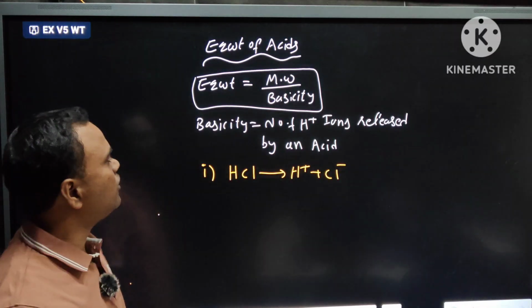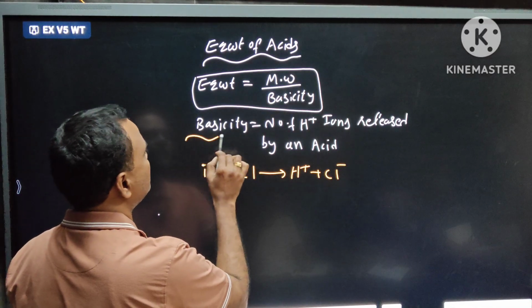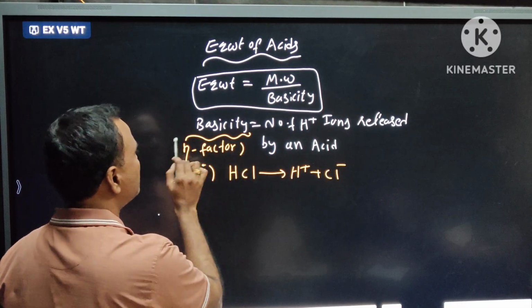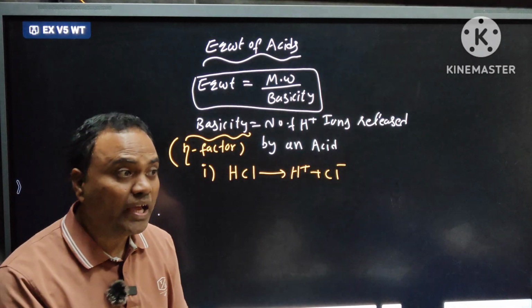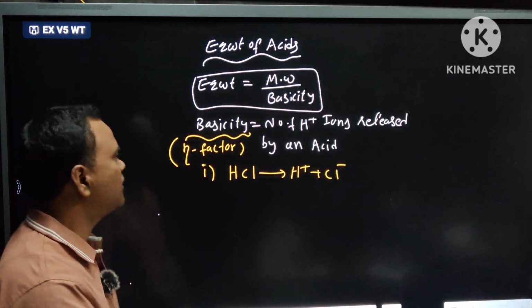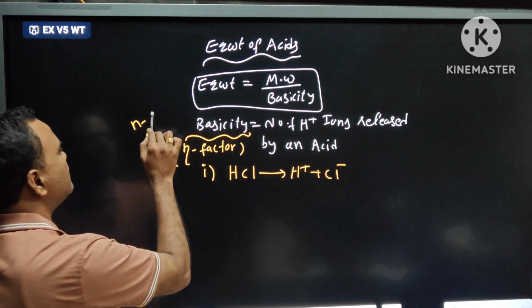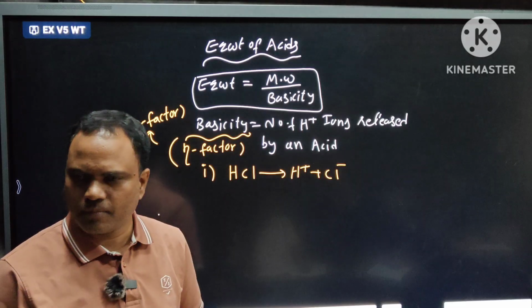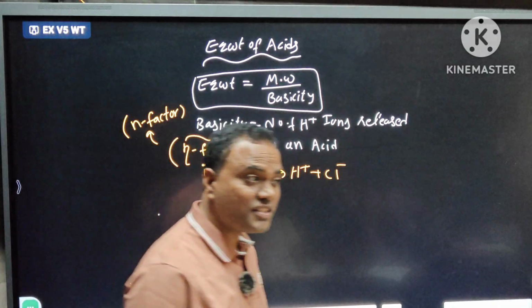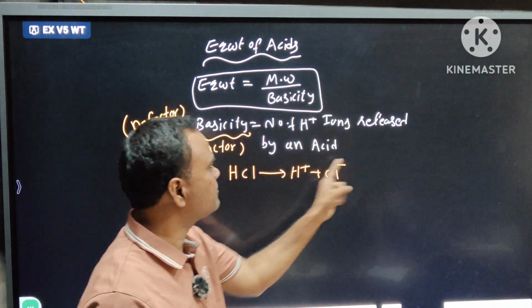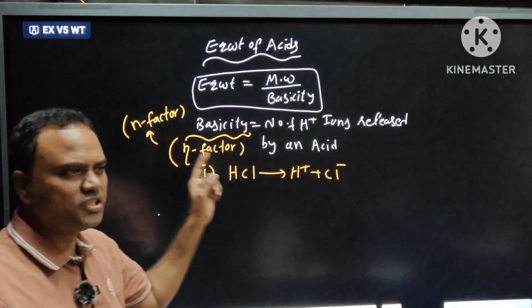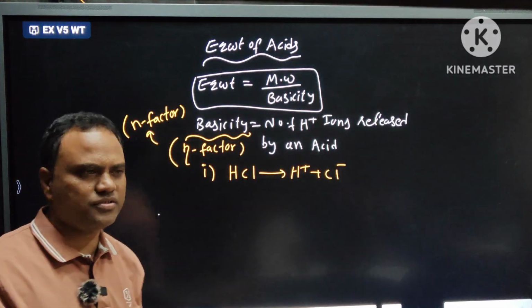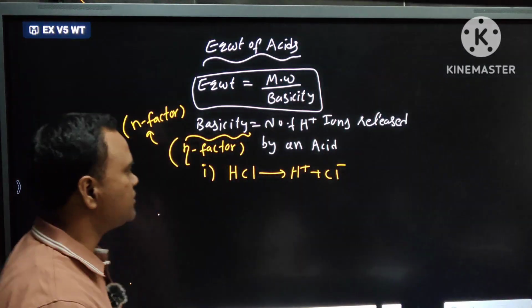Basicity is 1. And one more important point I wanted to give you right here, all of you. N factor. What is another name for the basicity of acid? N factor. Small n factor. What is N factor for acids? Number of H plus ions released. What is basicity for acids? Same. Number of H plus ions released. N factor or basicity both are same for acid.